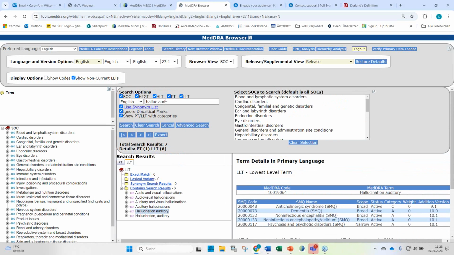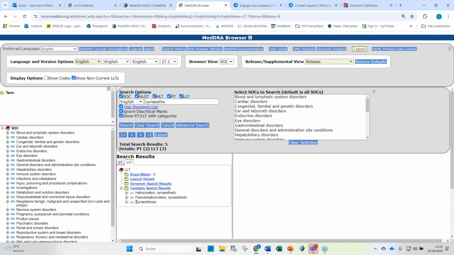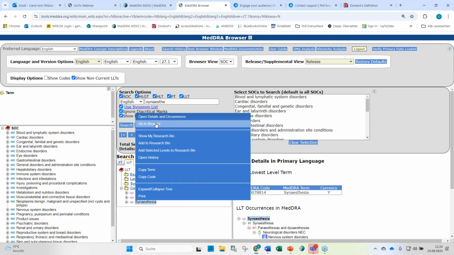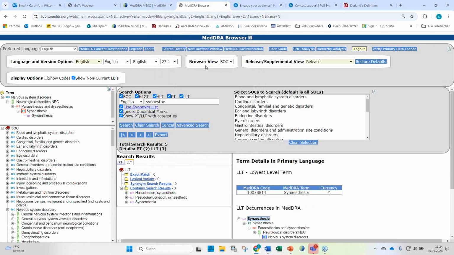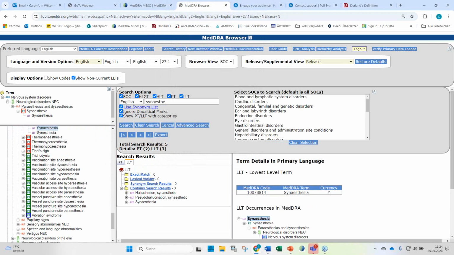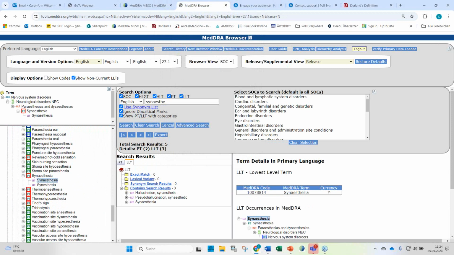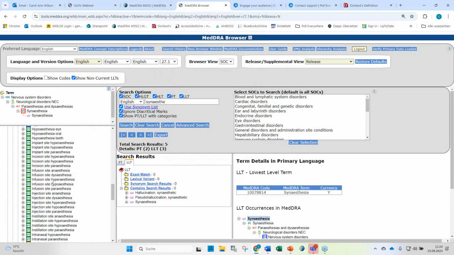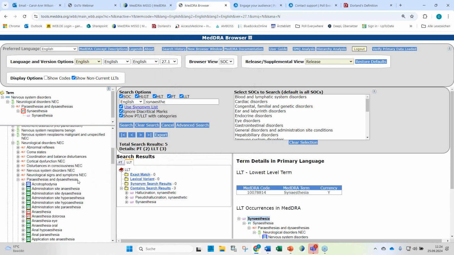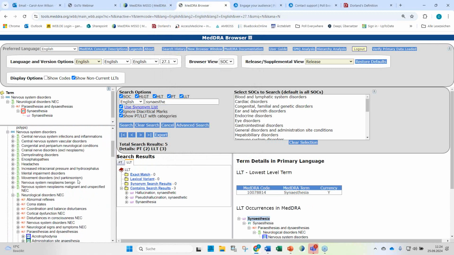Now, what about synesthesia? This was the other option. Quite an unusual term, some infrequently used or infrequently reported. Go to browser. Let's look where we find it and whether there are LLTs underneath that would better explain what is meant by that. But here, synesthesia is just the term in British and American spelling, and it's grouped under paresthesias and dysesthesias in nervous system disorders.